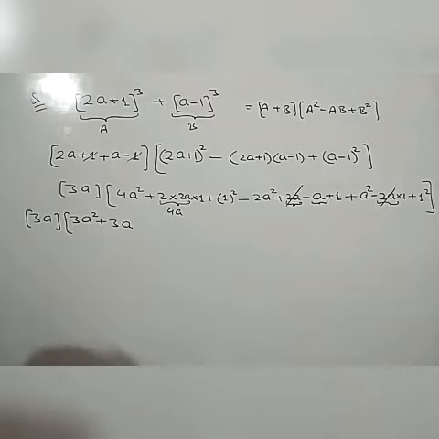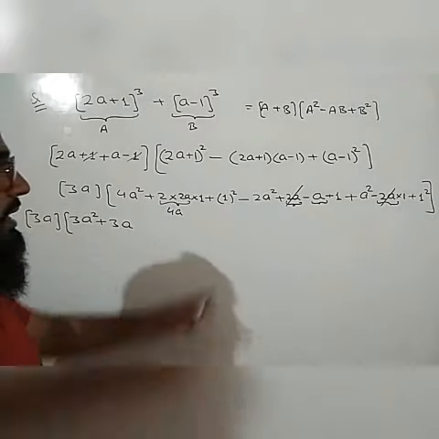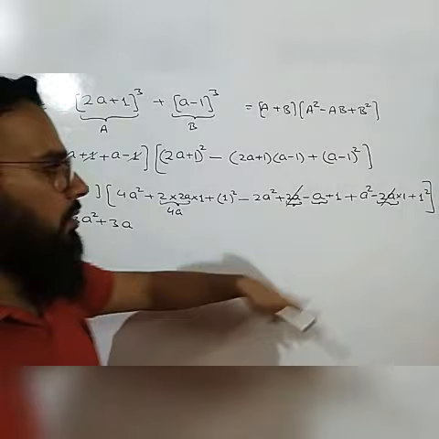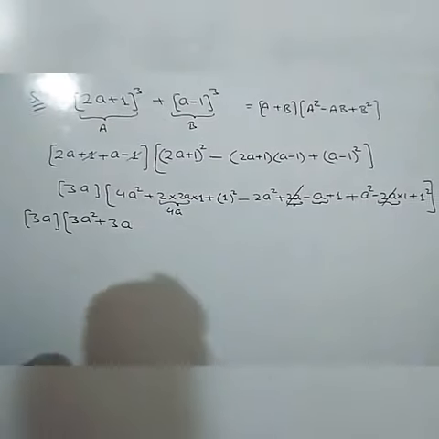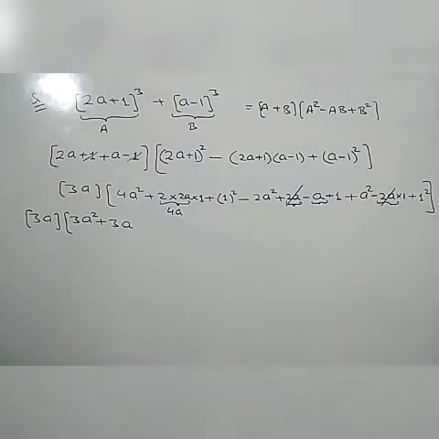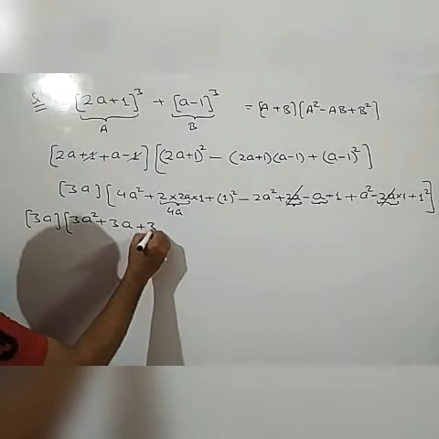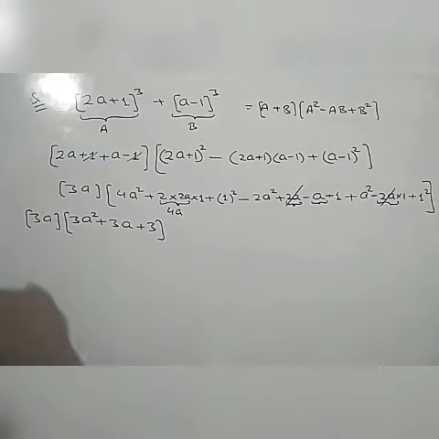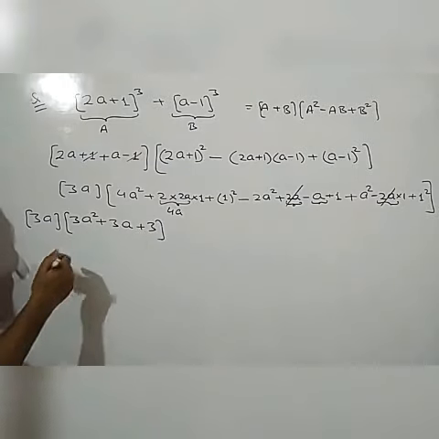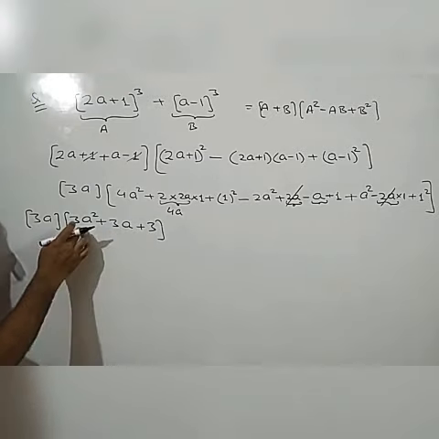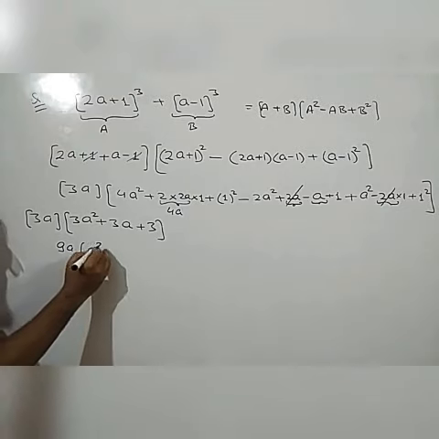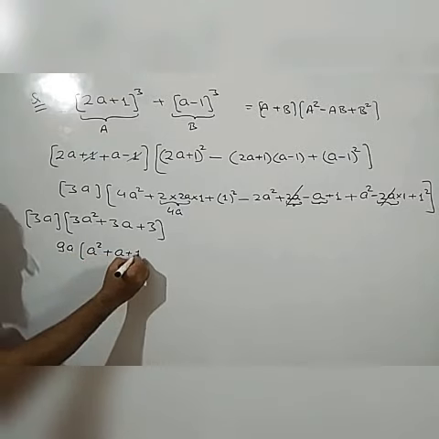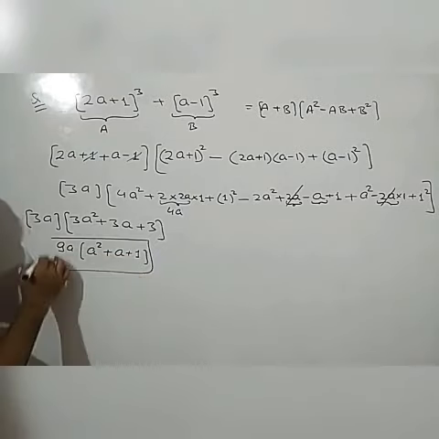Now the next term, here it is 1 square, that will be 1. 1 plus 1 is 1 and plus 1. It means there are 3 1s. That will be plus 3. So it will be 3A square plus 3A plus 3. Okay. Now we can take 3 common from this whole bracket. So when we take 3 common, 3 into 3, that will be 9A. And in the second bracket it will be A square plus A plus 1, and it is our answer.